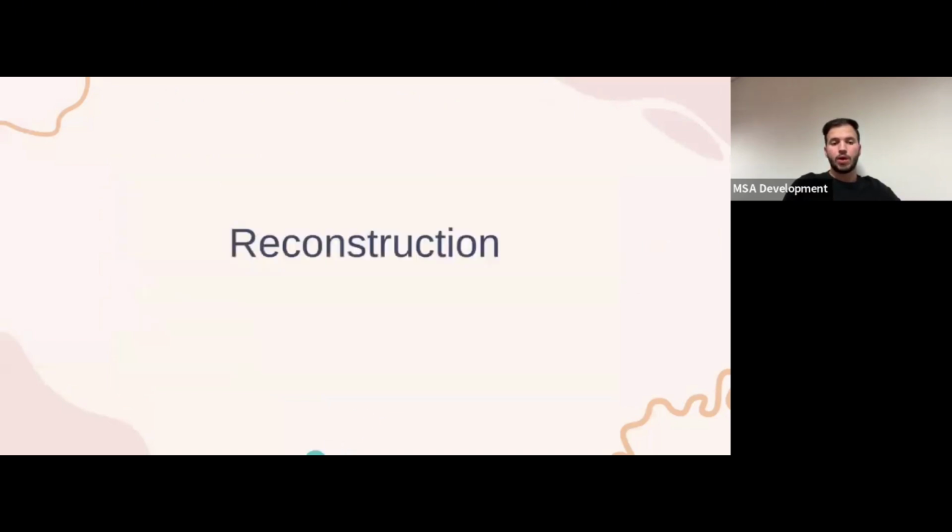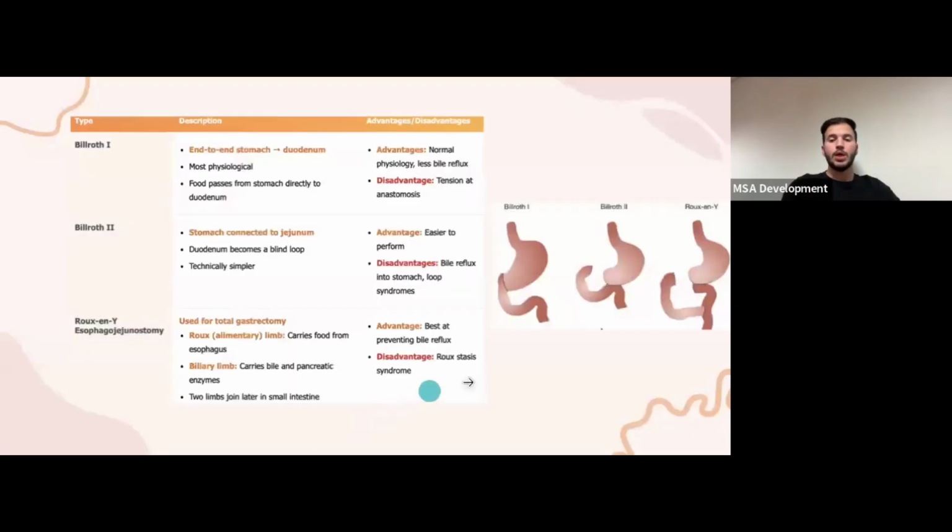Okay. Now, we did gastrectomy. How should we go further? We do a reconstruction. We have multiple reconstruction options, and each depends on the case that we have and on the complications that may result from each one. First of all, we have Billroth 1, Billroth 2, and Roux-en-Y esophagojejunostomy.